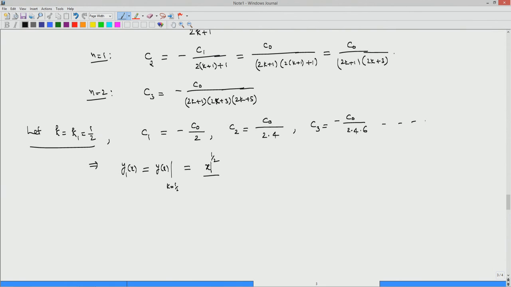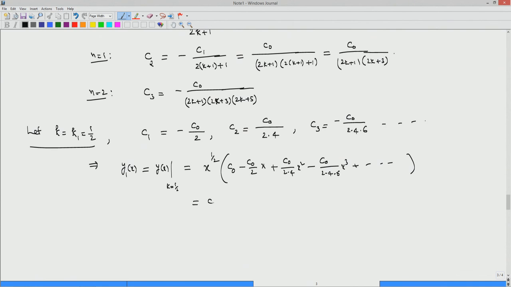So x is positive, and you can write x power half. And what is your power series? Power series starting from C0 plus C1. What is C1? You found it here. So, minus C0 by 2 x plus C0 by 2·4 x square minus C0 divided by 2·4·6 x cube and so on. So, this is your first solution.